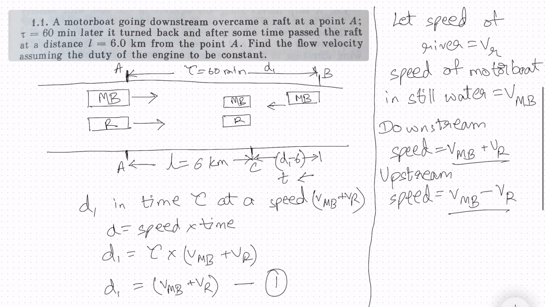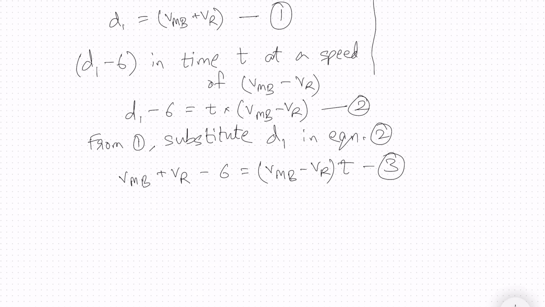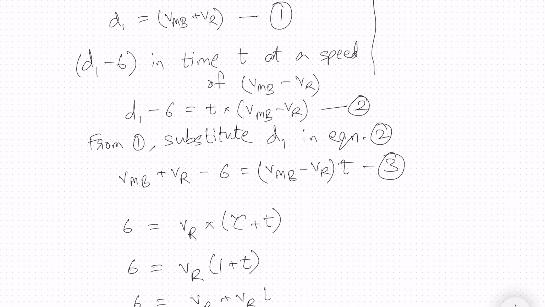And finally, I know that in the time that it takes the motorboat to go from A to B and come back to C, which is equal to tau plus t, the raft has covered a distance of 6 kilometers from A to C. So using that, I will create a new equation. 6 kilometers distance covered by the raft is equal to the speed of the raft, which is equal to the speed of the river, into the time tau plus t. So 6 is nothing but VR into 1 plus t. Remember, we are changing everything into kilometers per hour and hours and kilometers. So tau, which is 60 minutes, becomes equal to 1. Or 6 is equal to VR plus VRT.